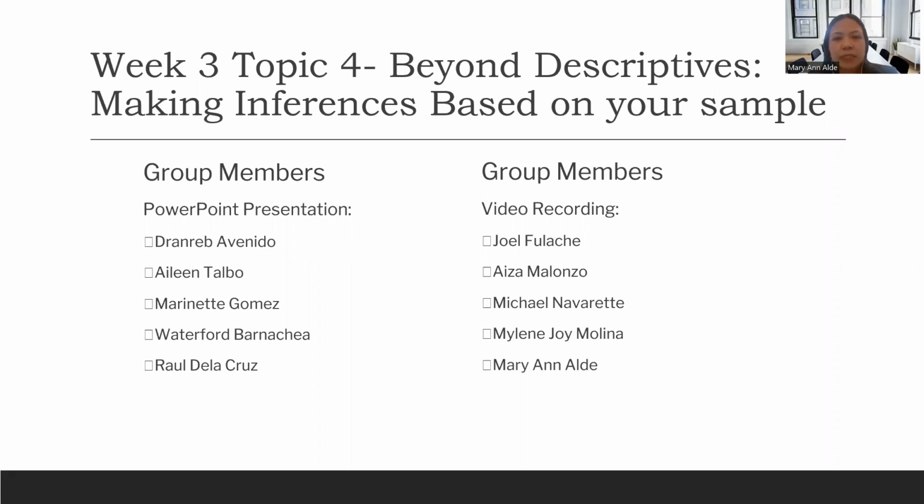The first group is in charge of the preparation of our PowerPoint presentation. They are Mr. Dranbeb Avenido, Miss Eileen Talbo, Miss Marinette Gomez, Mr. Waterford Barnakea, and Mr. Raul de la Cruz. The second group is in charge of discussing the topic. They are Mr. Joel Fulache, Miss Isa Malonzo, Mr. Michael Navarrete, Miss Mylene Joy Molina, and yours truly, Mary Ann Alden.